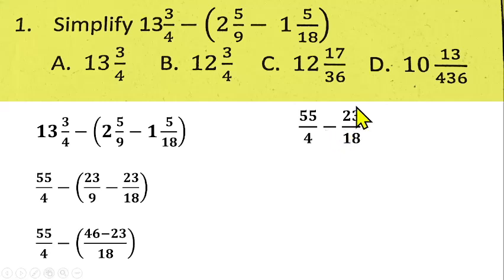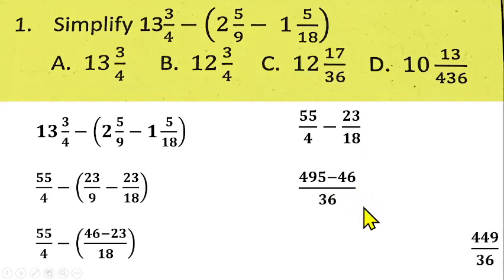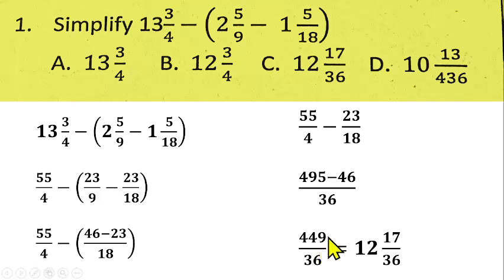Also, you have to subtract this one from this, so you need to find the LCM as well. The LCM of 4 and 18 is 36. So 4 in 36 is 9, times 55 gives us 495. Then minus 18 in 36 is 2, times 23 gives us 46. Then subtract, so that should give us 449 over 36, which if you divide gives us 12 whole number 17 over 36, which means option C is the correct option for question number 1.